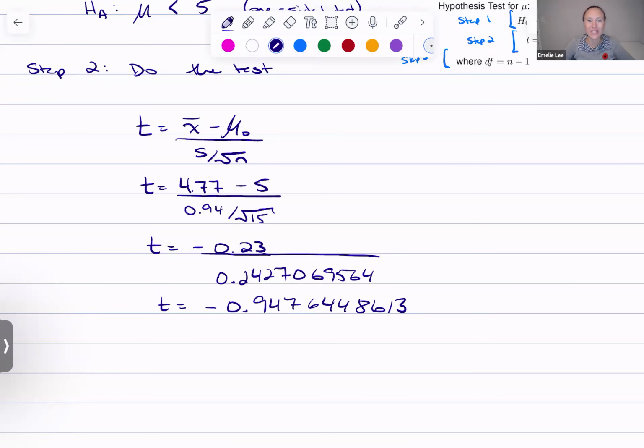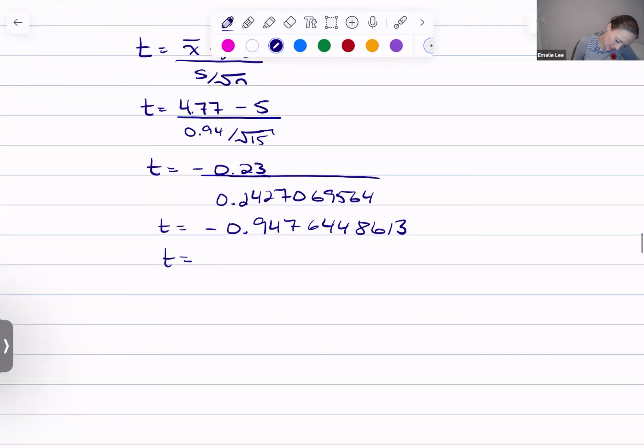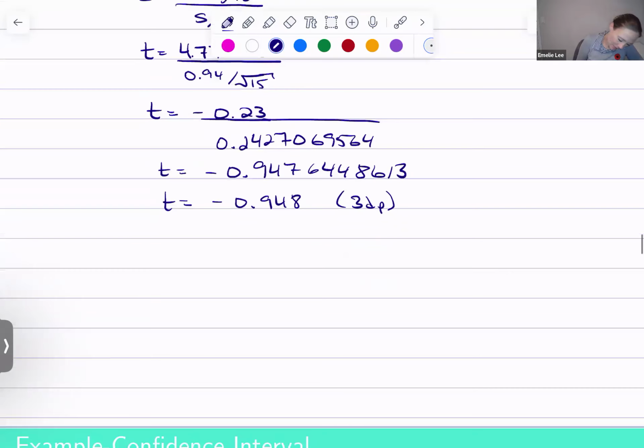For t, to match the t table, we need to keep at least 3 decimal places. Yeah? And so t here is going to be negative 0.948 to 3 decimal places. Right? You want to keep as many as you can, but I know you guys are keen to round, so you have to keep at least 3 to match the table. Which is our next step. Step 3, find the p-value.